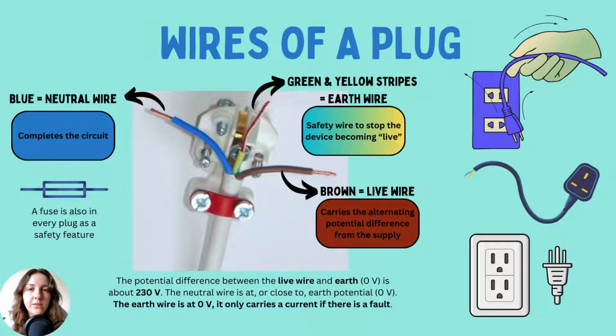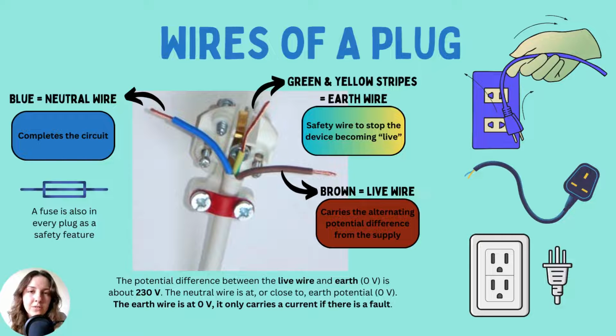The earth wire, which is striped green and yellow, this essentially stops the device becoming live. And what it does is it transmits the electricity down into the earth system of the building or the home that you're in. And it stops, when you touch a device, say it's a metal device like a toaster, if you were to touch that, you could get electrocuted. So that wire prevents that from happening. So the live wire is the dangerous one. The earth wire is the safety feature.